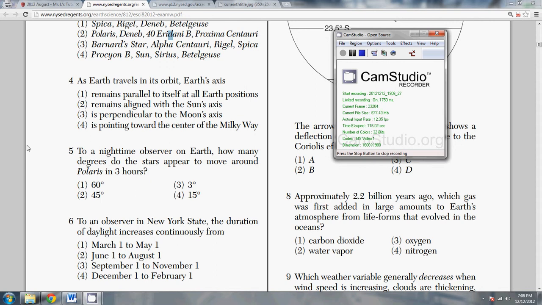And the next one is remains aligned with the sun's axis. That doesn't really make sense either. We are in an elliptical orbit around the sun. It's also not exactly aligned with the sun's axis. It's slightly tilted, just like all the other planets. So that's not the answer. And the correct answer is number 1.